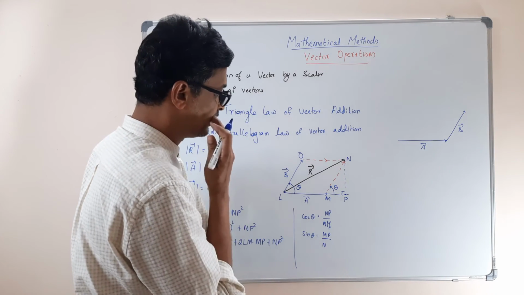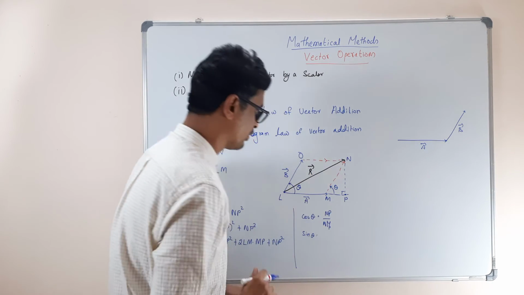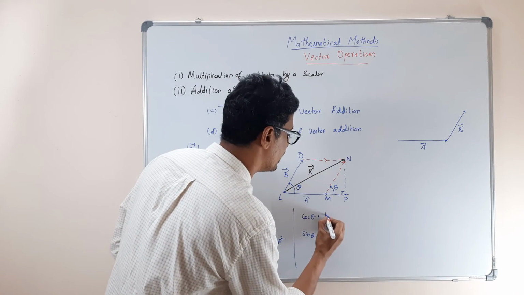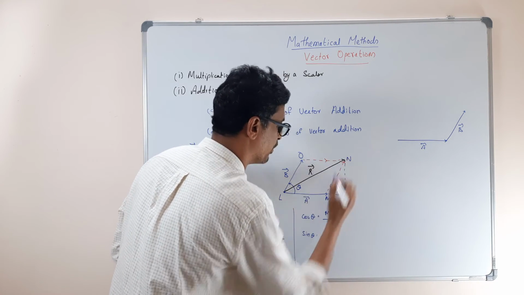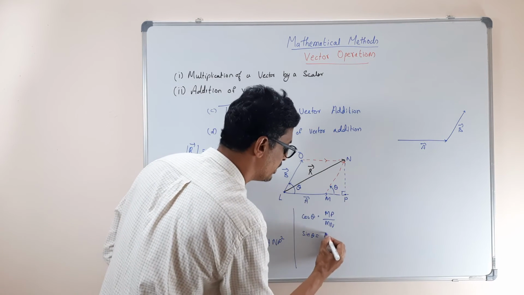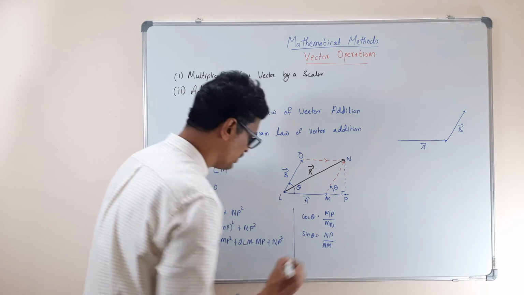Sin theta, na? Sorry, NP, correct. And what I wrote? Cos theta, I wrote wrong. Cos theta is MP by MN, and sin theta is equal to NP by NM. So now you can understand.